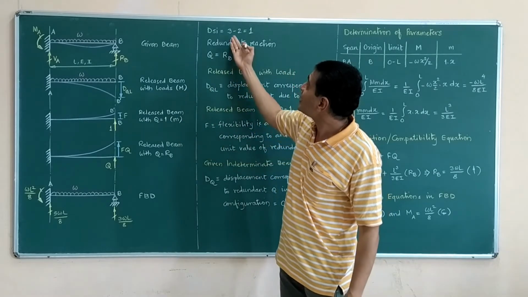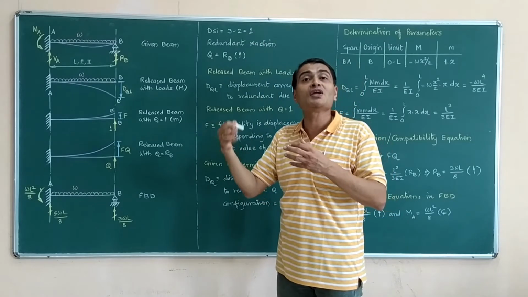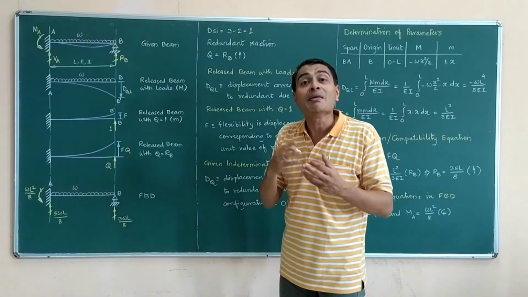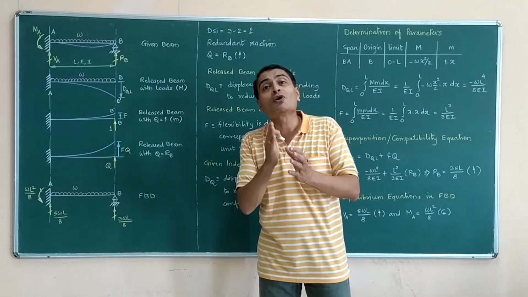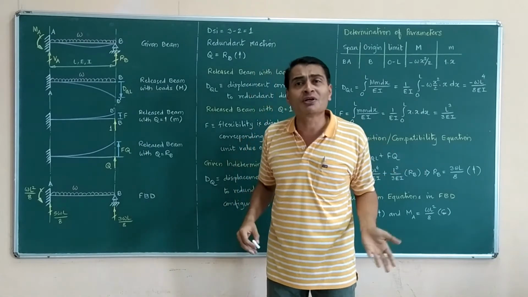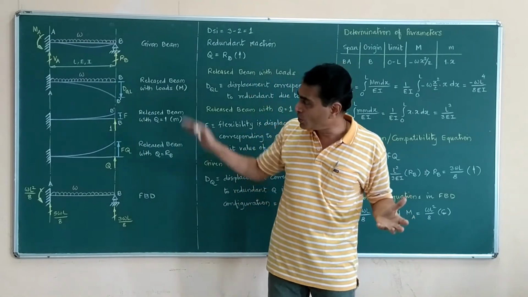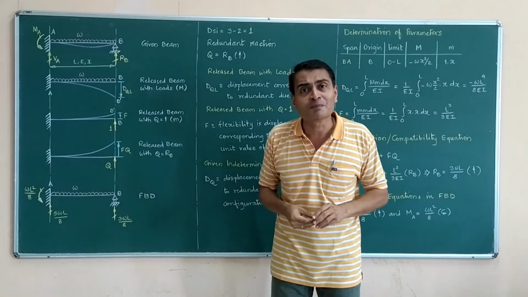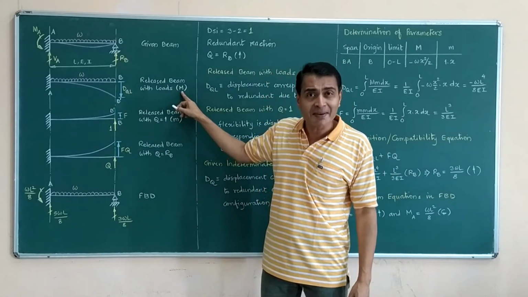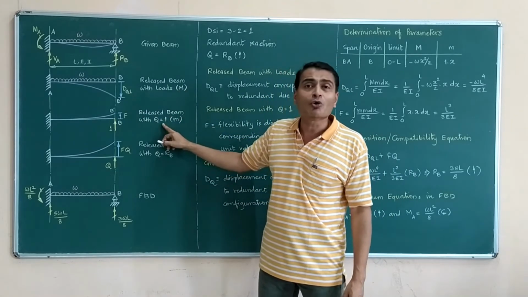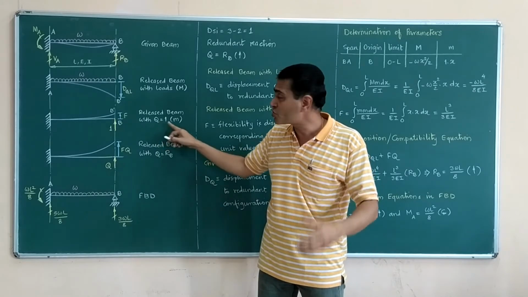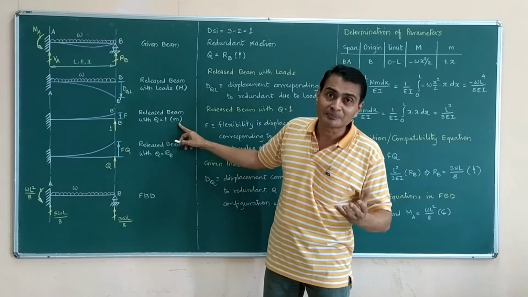If our degree of static indeterminacy is 2, 3, 4 likewise, then we may have M1, M2, M3, many more diagrams with unit loads acting at different locations. All that we will be seeing later when we are slightly advanced over our discussion of flexibility method. So remember, released structure with loads called as M diagram, released beam or released structure with unit value of redundant force called as small m diagram.